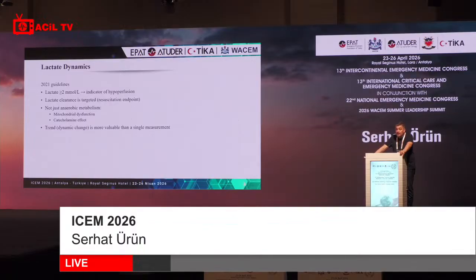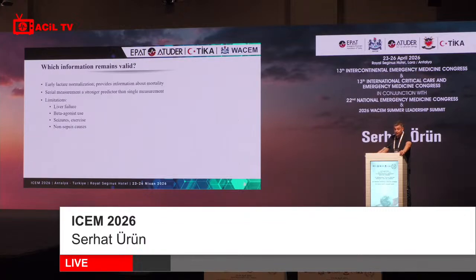of hypoperfusion, and lactate clearance was targeted as a resuscitation endpoint. We know that the lactate level can be affected by anaerobic metabolism, but not just that. It can also be affected by mitochondrial dysfunction and catecholamine effect, and the trend, the dynamic change, is more valuable than a single measurement. Which information remains? First of all, early lactate normalization provides information about mortality. Still, we know that. Serial measurement, a stronger predictor than a single measurement, is important.